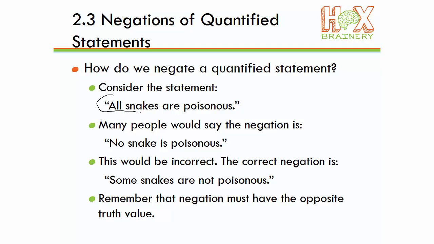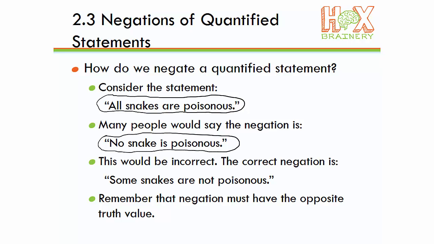Let's consider this statement here. All snakes are poisonous. A lot of times when I ask students to go ahead and find the negation, students will say that the negation is no snake is poisonous. And this is actually incorrect. The correct negation ends up being this here. Some snakes are not poisonous.